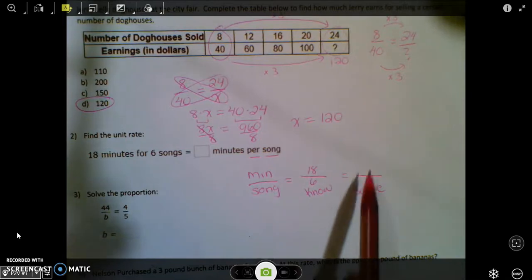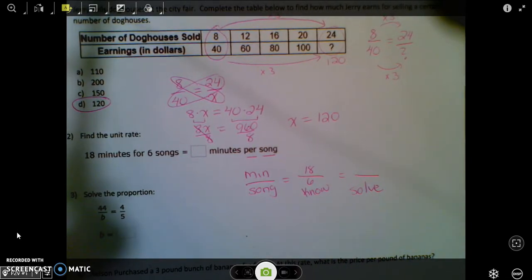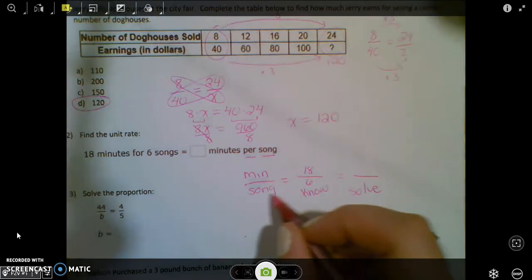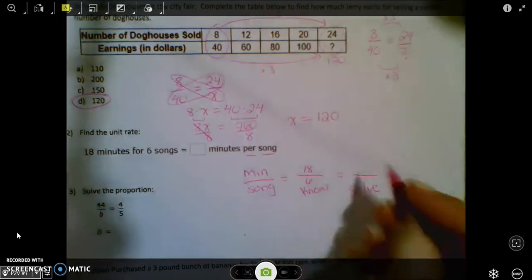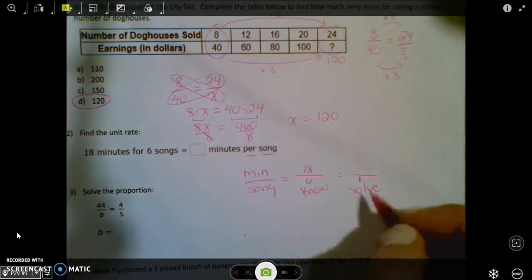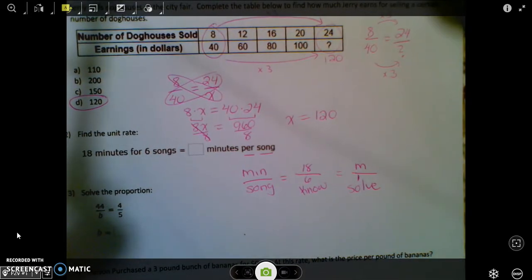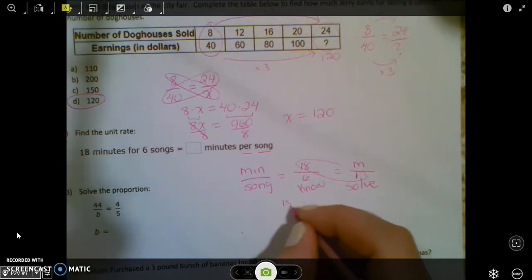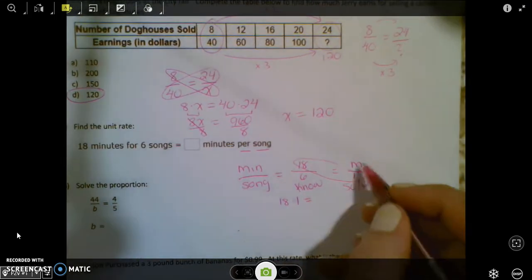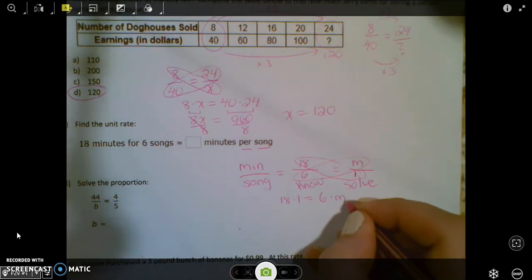It looks like I don't have anything for that second ratio, but in fact I do. I want to know how many minutes it takes per song. That means for one song. So on the bottom here, where that's our number of songs, we would put a 1, and then we would just create a variable up top for the number of minutes, because that's what we're solving for. So at this point, you could cross multiply and divide. So I'd have 18 times 1 is equal to 6 times m.